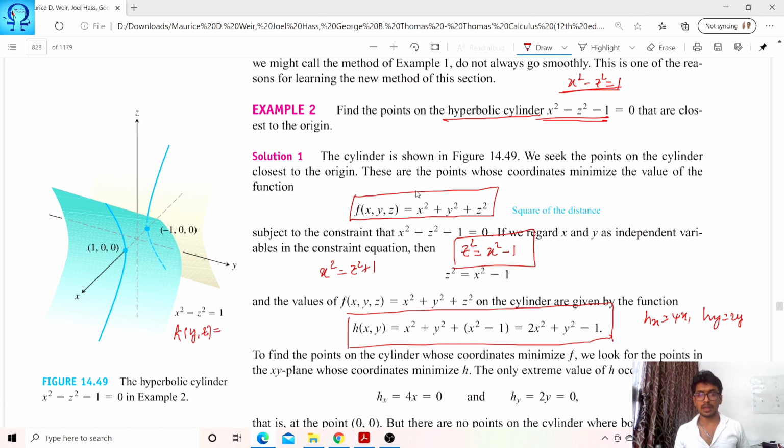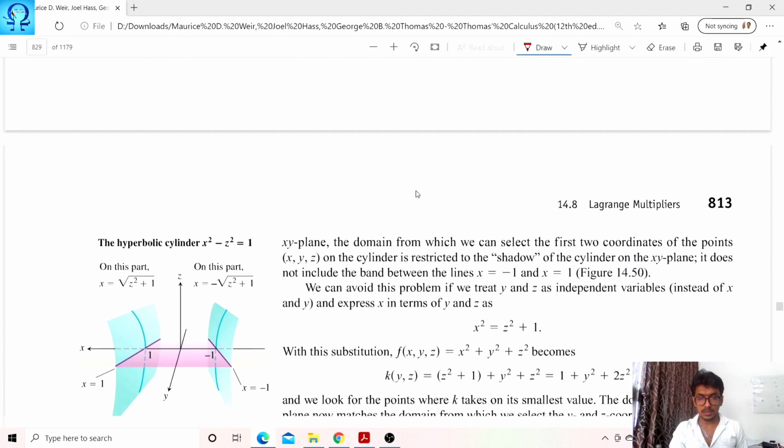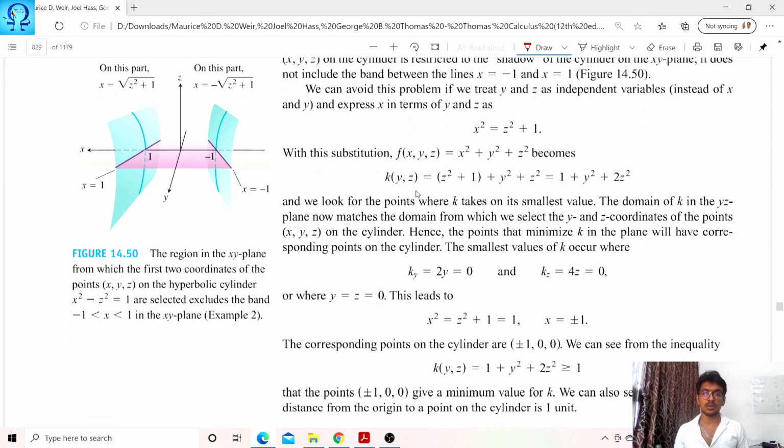If you put x squared equal to z squared plus 1, it is going to be y squared plus 2z squared plus 1. So this is going to be your function. With this function, you can find your f_y and f_z and equate them to 0. You get y is 0 and z is 0.